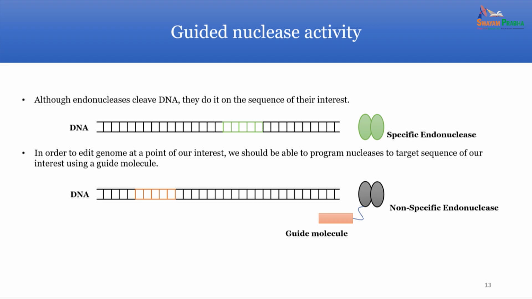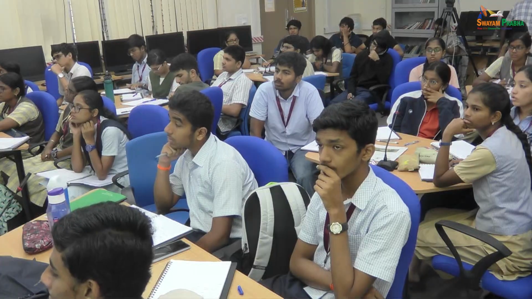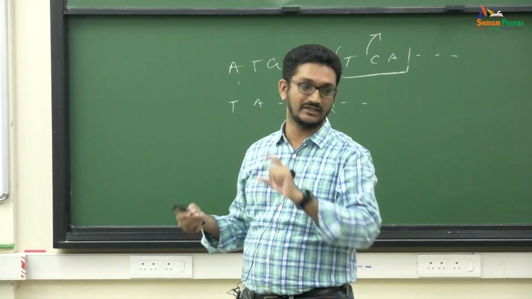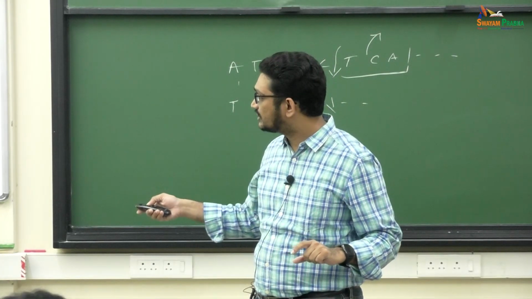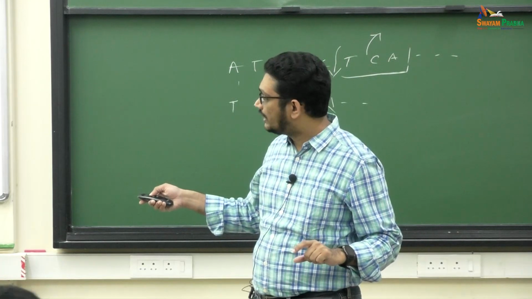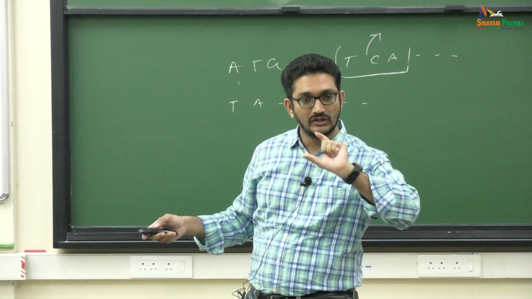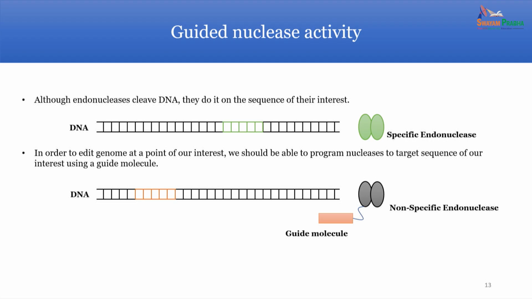There are just 4 bases, A, T, G, C. But the combinations in which they can arrange, if you remember the human genome, we talked about 3.2 billion base pairs. So very, very large. You cannot have so many enzymes to recognize different bases. Instead, if we have a strategy where a guide molecule goes and recognizes the DNA, and then a non-specific endonuclease cleaves this DNA, which is the phosphodiester bond hydrolysis, then this will be more useful.